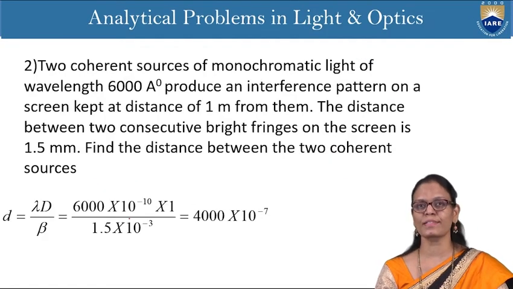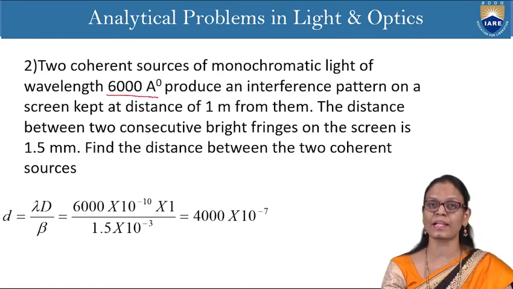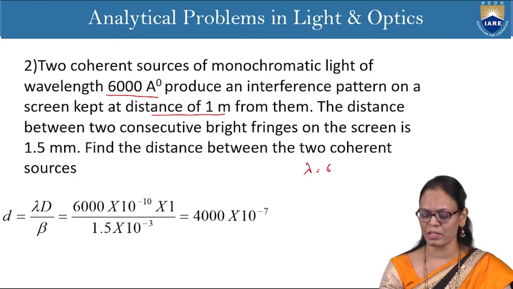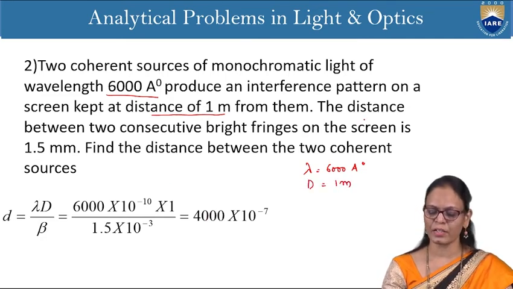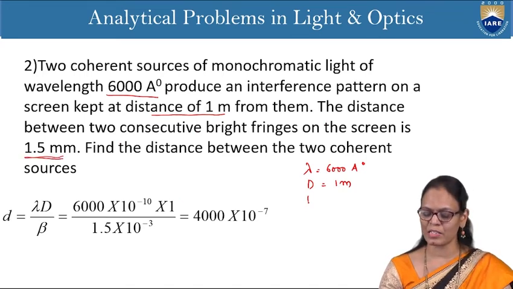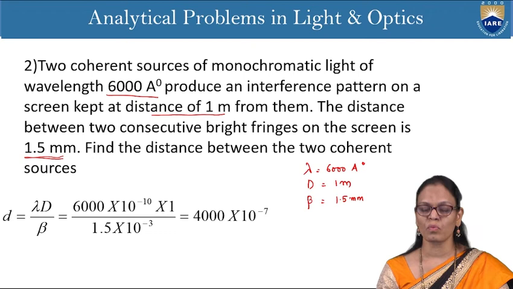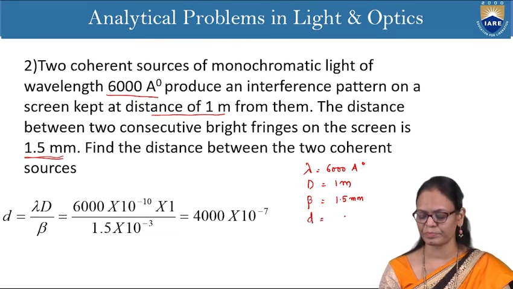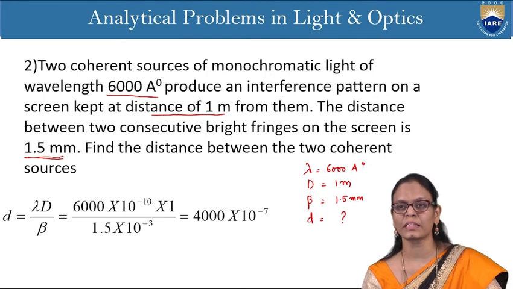Now in the second one, what is given? 2 coherent sources of monochromatic light of wavelength 6000 angstrom. They are producing an interference pattern on a screen kept at a distance of 1 meter. So lambda is given 6000 angstrom and capital D is given 1 meter. And the distance between any 2 consecutive bright fringes is 1.5, means beta is given 1.5 millimeter. What we have to find is small d, the distance between the 2 slits.